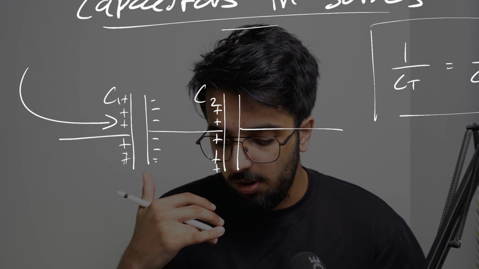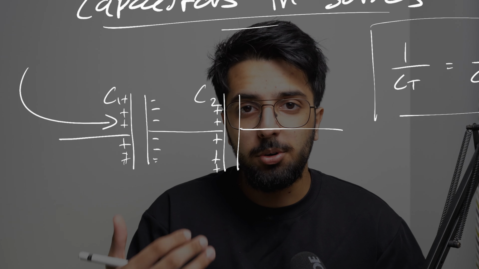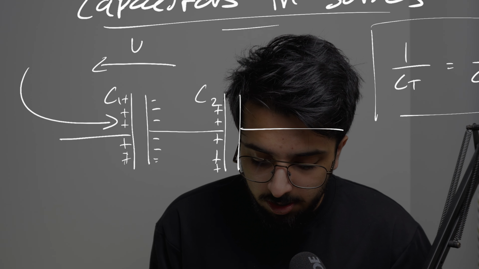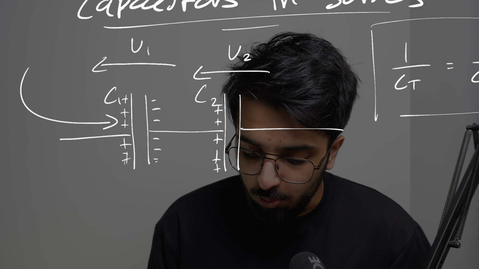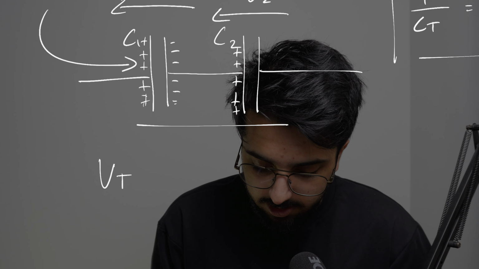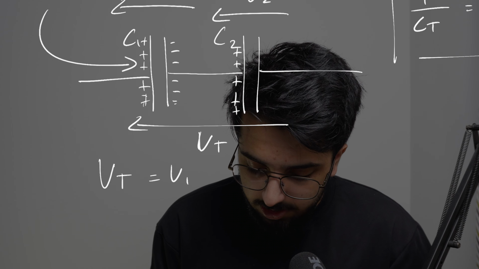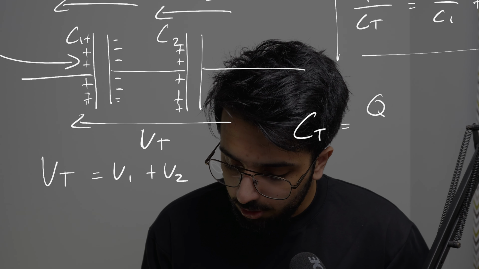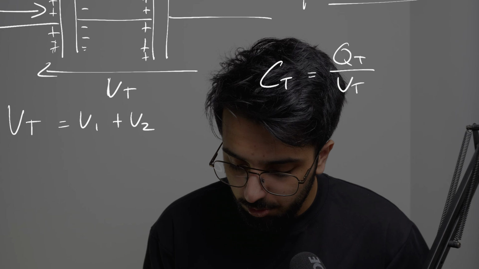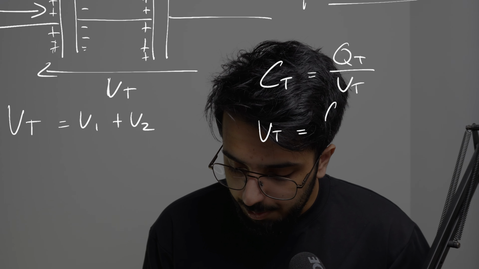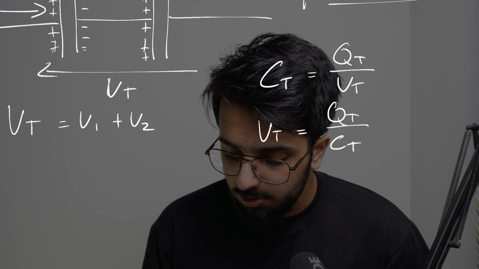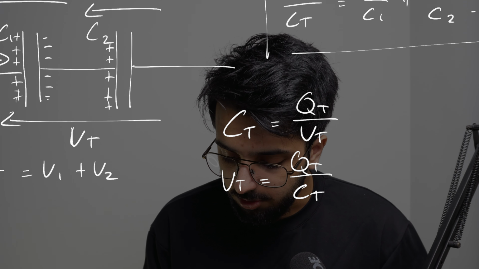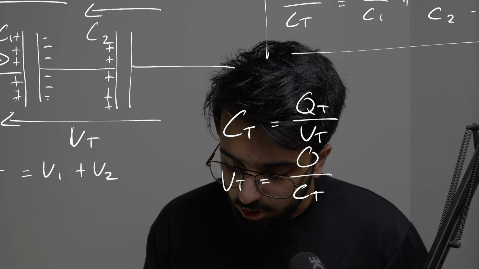We also know from my video on what makes a series circuit that voltage is shared amongst components in series, so we can denote the voltage across this capacitor as V1 and the voltage across this capacitor as V2. Therefore the total voltage across this entire thing is equal to V1 plus V2. We know that the effective capacitance, or the total capacitance, is equal to the total charge over the total voltage, and therefore the total voltage is equal to the total charge over the total capacitance. Now remember, each capacitor has the same amount of charge, so we can denote this as just Q rather than Q total.